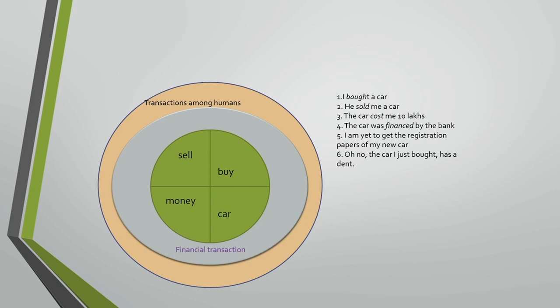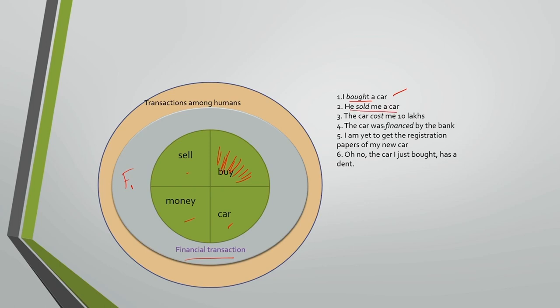So, I bought a car. This is the word I am highlighting. If I am talking about I bought a car, we are basically highlighting this part of the frame. As you can see, these few concepts of buy, sell, money and car are part of the larger picture of financial transaction. So, this is the frame, let us call this frame 1. This is the larger frame within which the sentence I bought a car makes sense. I can easily say another sentence keeping the frame same and say he sold me a car.